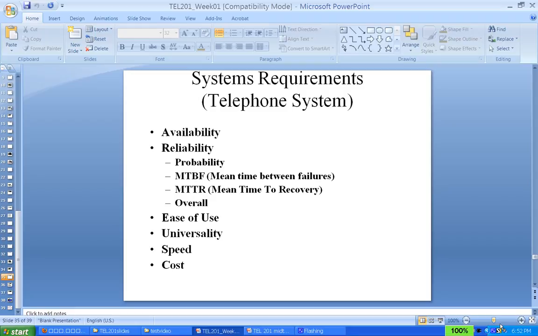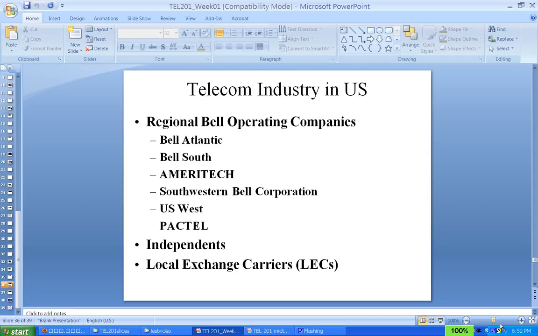Regarding the system requirements for the telephone network, we need to have some kind of parameter to measure that. For example, regarding reliability, we would have mean time between failure, this kind of number to show whether the telephone network is reliable or not.